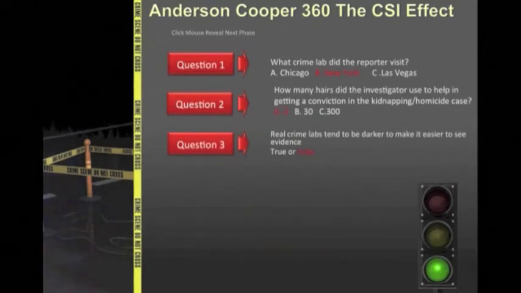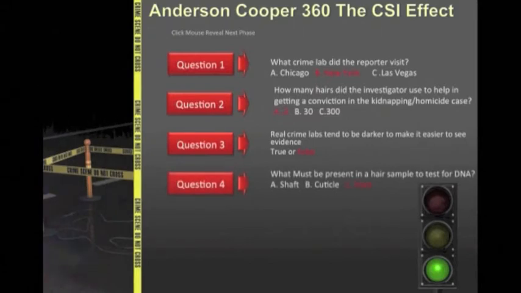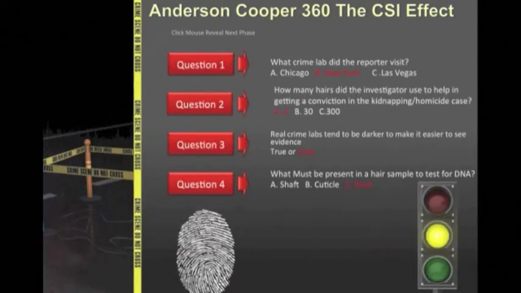Alright, rookies, almost the last question, but not quite yet. Real crime labs tend to be darker to make it easier to see evidence, true or false. It's cool in CSI, but it's false in the real world. Last question. What must be present in a hair sample to test for DNA? A, shaft, B, cuticle, or C, the root? She had the root under the magnifying glass, and she said that could be used for DNA. We got the red light. Let's go.